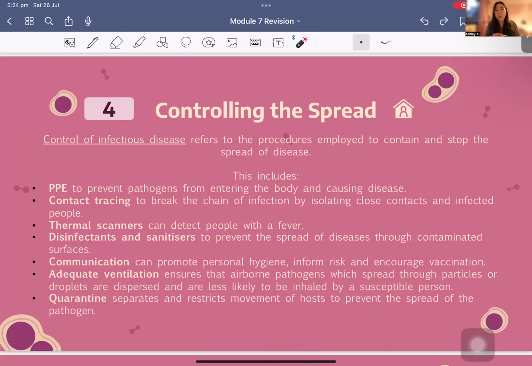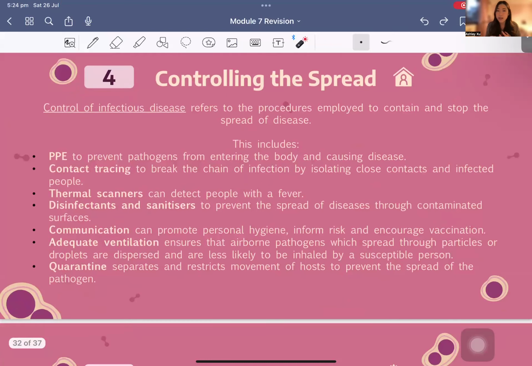Contact tracing is quite important. I'm not going to go through it. You probably did it in COVID-19. Thermal scanners are used in airports very commonly. They can detect people with a fever, and if they do have a fever, they put them into a separate little room, interrogate them, and quarantine them if they're infectious. Disinfectants, sanitizers, adequate ventilation, and quarantine.